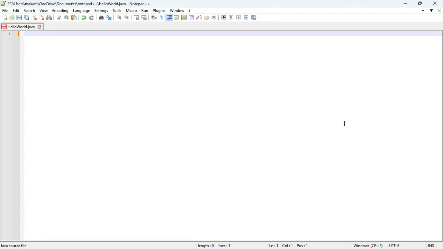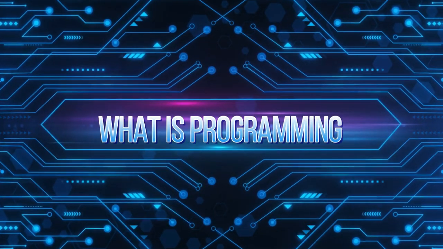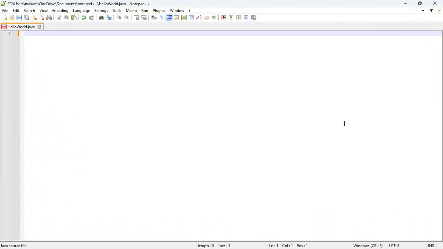In this one, we're going to be talking about what exactly is programming. Programming is nothing more than giving instructions to a computer to execute, right? So you're giving instructions to the computer and it's executing those instructions.